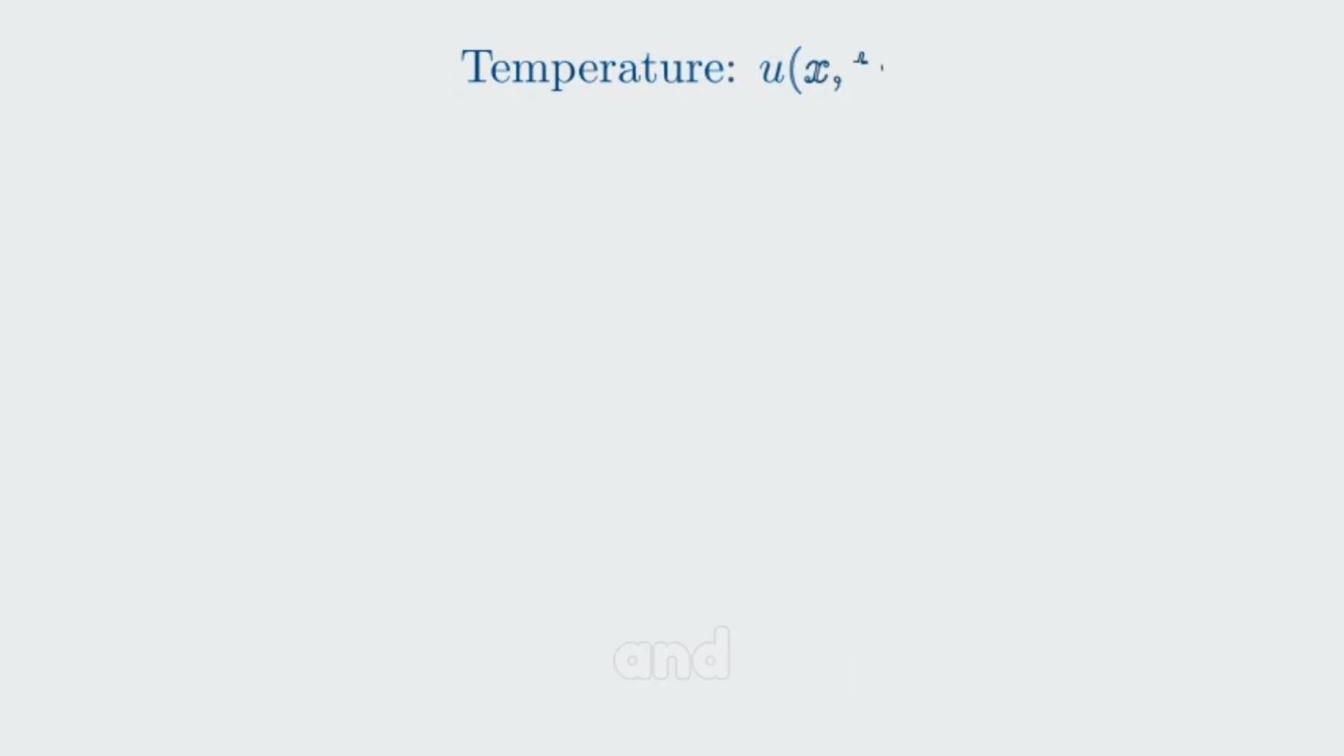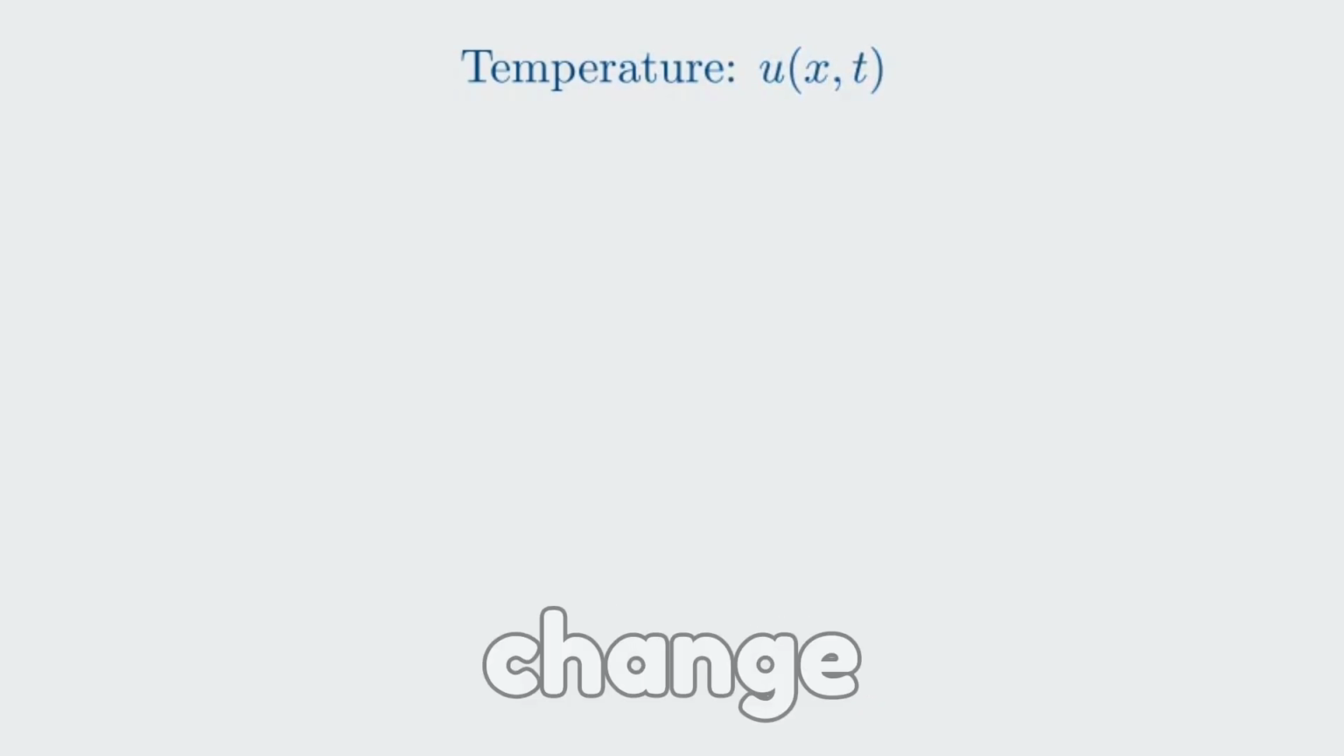To describe this mathematically, we'll use a function, U, that represents temperature. In our simple case, the temperature will depend on two things: the position along the rod, which we'll call x, and time, t. So we have a temperature function, U, that is a function of position x and time t. Now, let's talk about change.